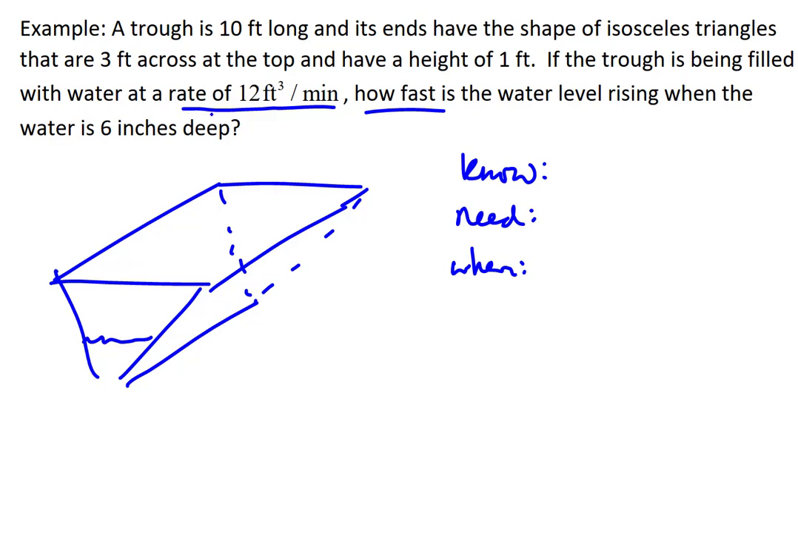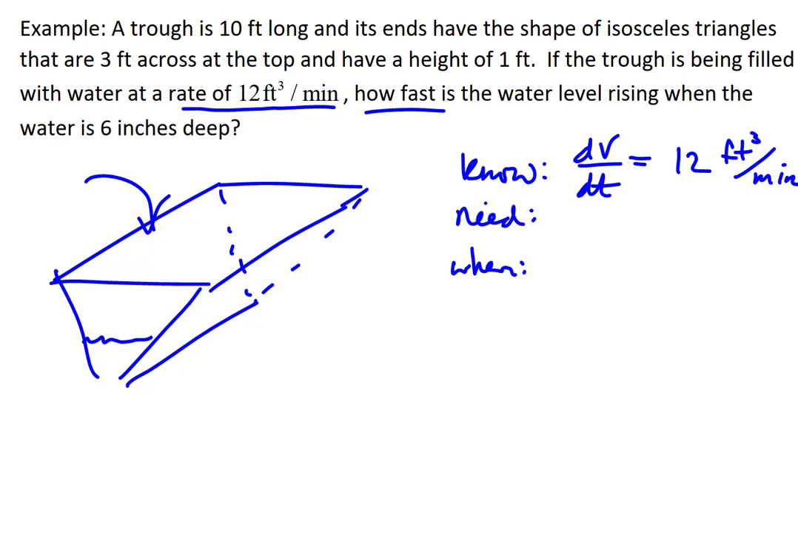Now, we know that the water is being pumped in or filled, right? It says it was filled with water at a rate of 12 feet cubed per minute. So that's actually a volume measurement, a cube like that. So we know that dV/dt, the volume of the water in this trough, would be positive 12, and that's feet cubed per minute. So we know that.